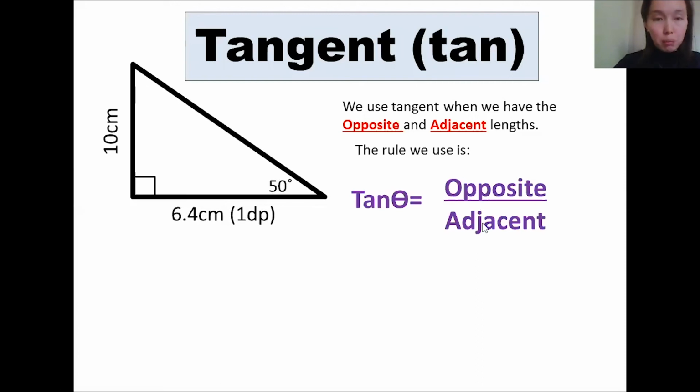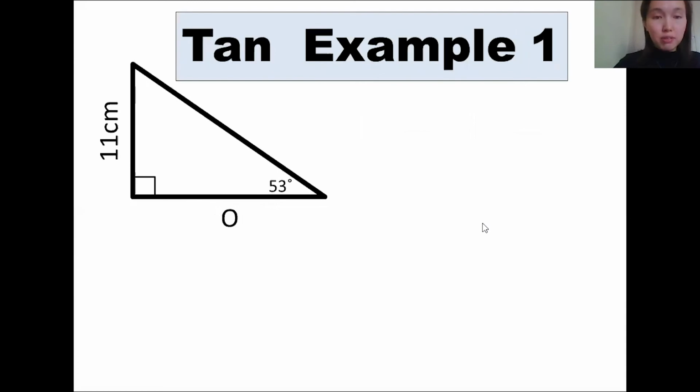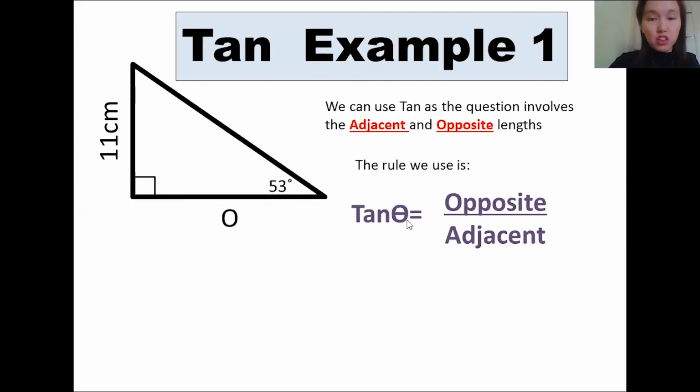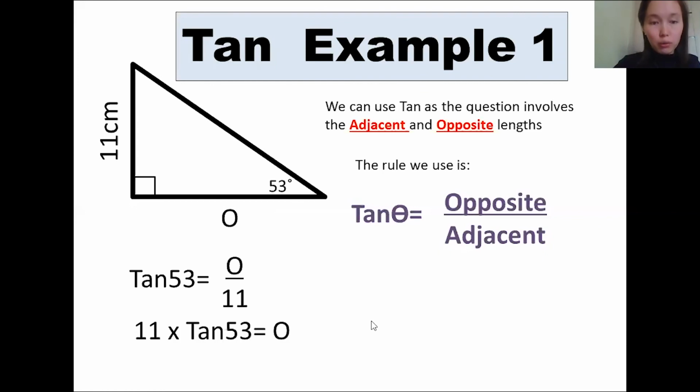Let's do some examples. Here we must find the opposite side O. We use the tangent rule, whereas tangent 53 degrees will be O over 11, yes? And here O is equal to 11 times tangent 53 degrees, and O is equal to 14.6 cm.